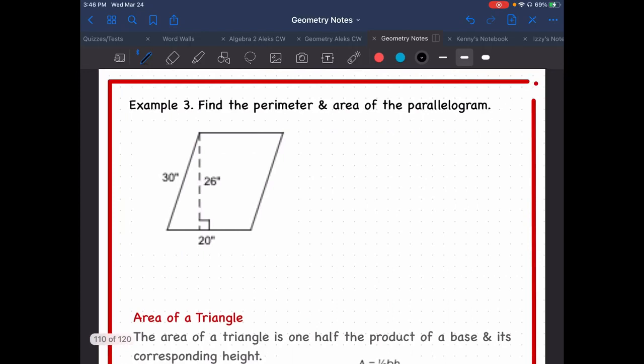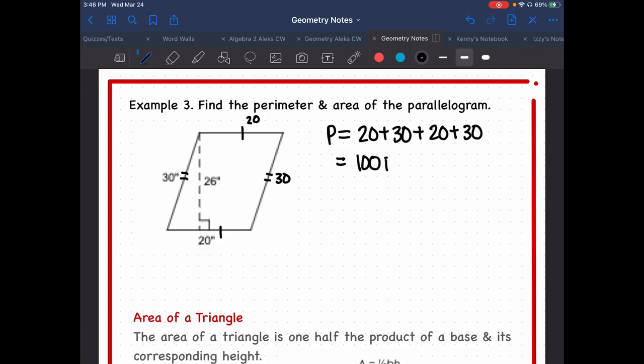All right, find the perimeter and the area of the parallelogram below. So for this parallelogram, I have to remember that when I'm doing the perimeter, the opposite sides are equal. So 20, 20, 30, 30. So it's 20 plus 30 plus 20 plus 30, which is 100. And that two little tick marks is shorthand for inches. So my perimeter is 100 inches.